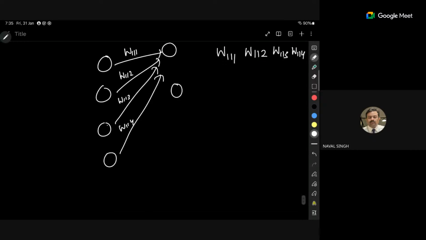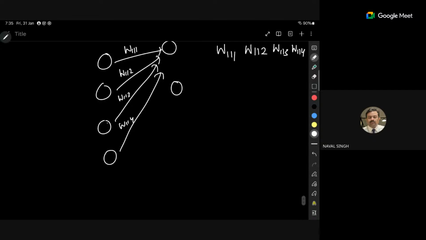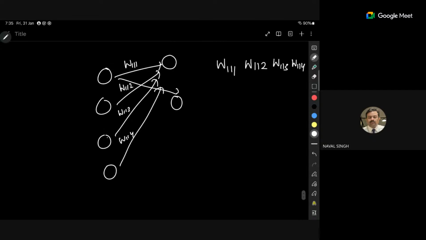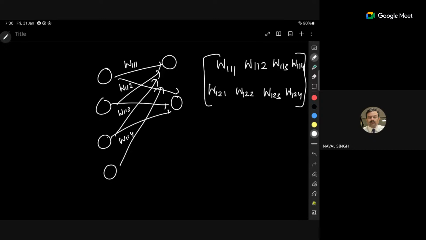So this is for the first neuron. If I wanted to write for the second one, then that is going to be 1 2 1, 1 2 2, 1 2 3, 1 2 3, 1 2 4. So these are the weights for all two of them. Okay, these are the weights for all. So these are the network.